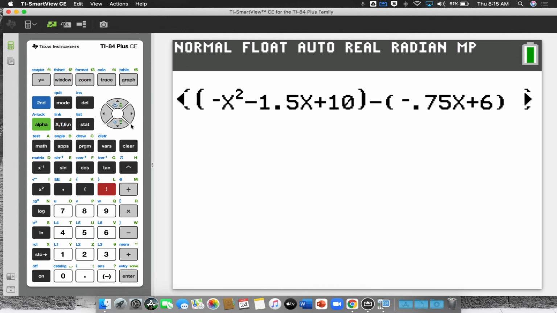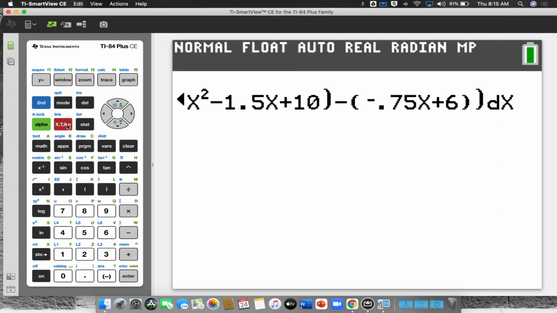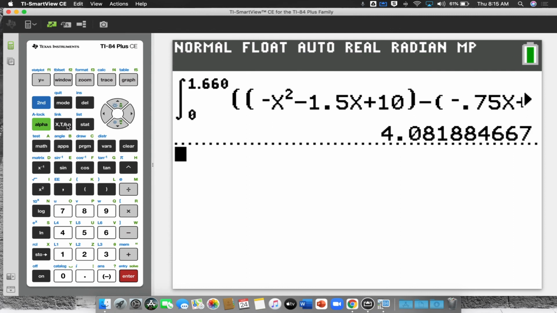Now this will happen to me. Sometimes I'll hit enter and I'll get a syntax error. That means, most likely, something related to the parentheses or the negatives. Like yesterday I did this and I got an error because one of my negatives, I wrote a minus. Calculator doesn't like that. Okay. So R1 is 4.082. That's R1, region 1.